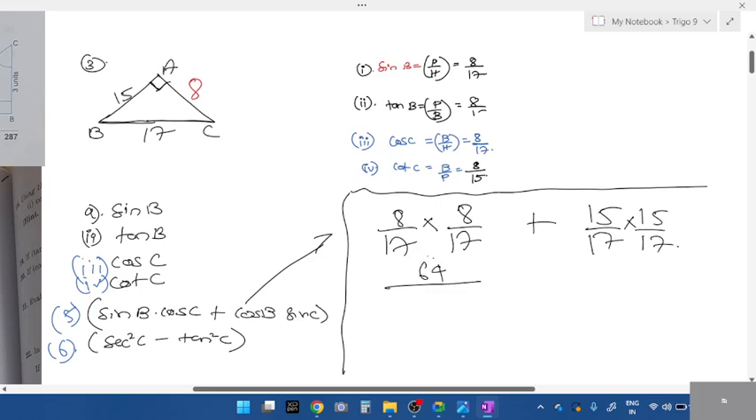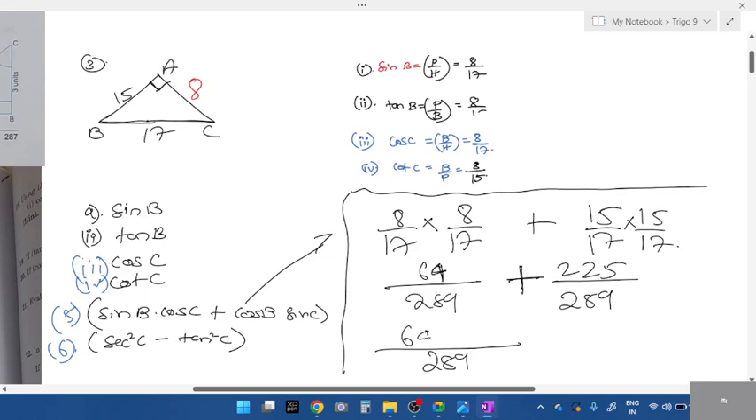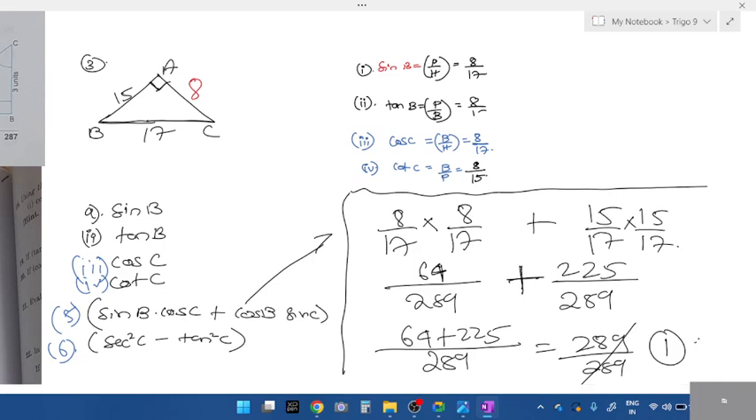8 8s are 64. 17 into 17 is 289. And 15 15s are 225. What you'll get here? 225 divided by 289. If the denominator is same, how do you take LCM, students? We take it common, right? 289. You get 64 plus 225. How much is 64 plus 225? 289 divided by 289. What's the answer, students? Both of you got one? Good. Go through this calculation. This is how you have to solve.